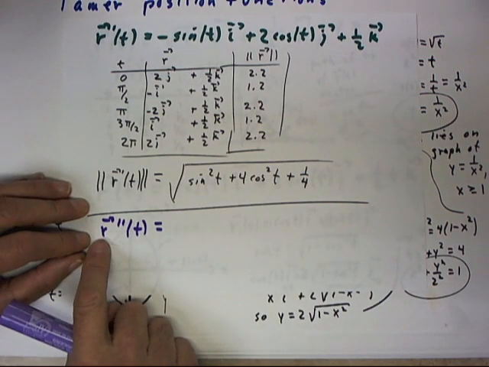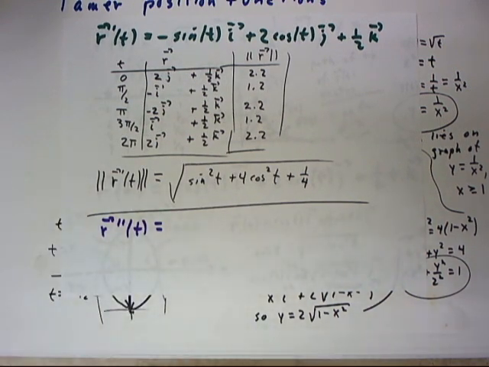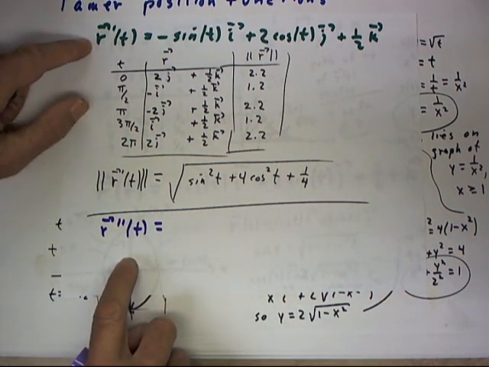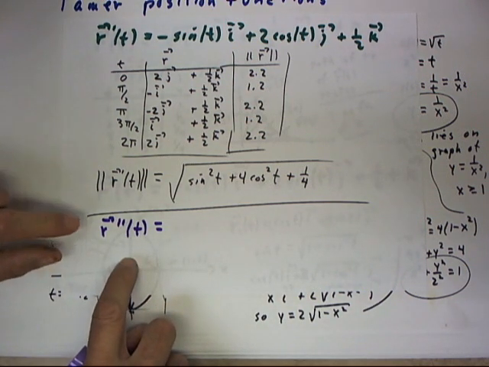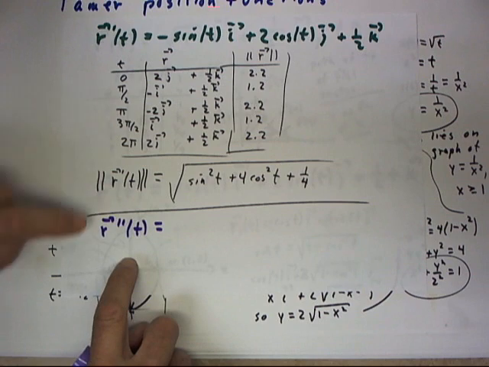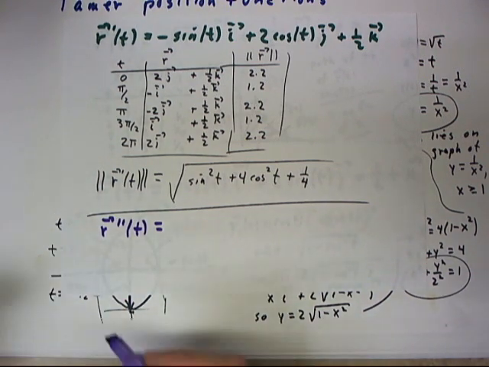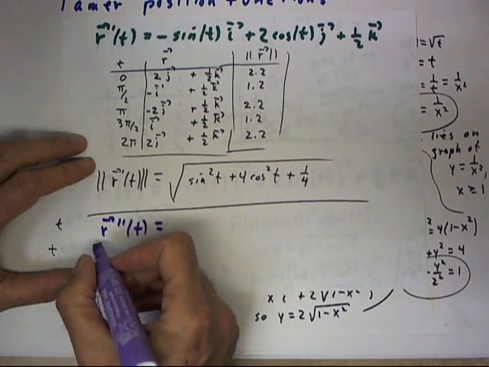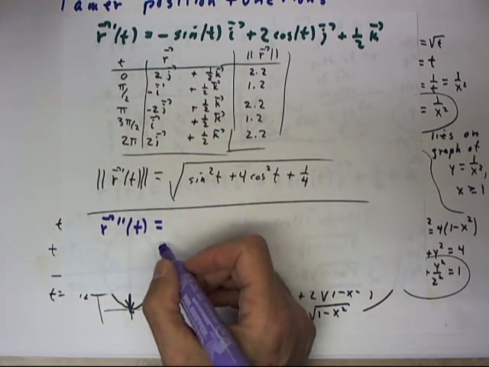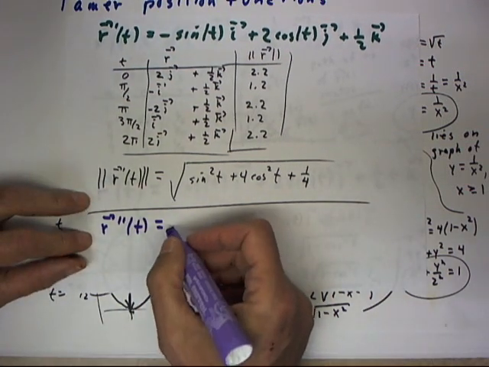Let's consider our r double prime vector. The second derivative of our position function is the derivative of our first derivative. It tells us at what rate the first derivative is changing. And if we're interpreting this function as representing motion, this is going to be our acceleration.